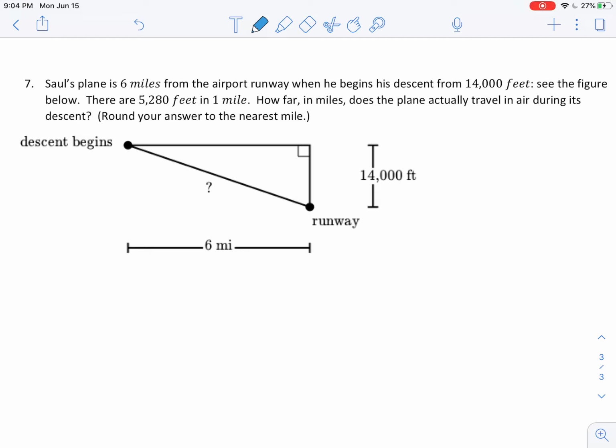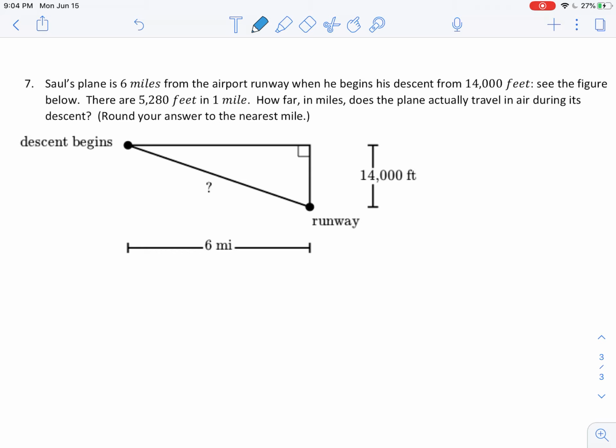Last one, number 7. Saul's plane is 6 miles from the airport runway when he begins his descent from 14,000 feet. There are 5,280 feet in 1 mile. How far in miles does the plane actually travel in the air during its descent? Round your answer to the nearest mile.